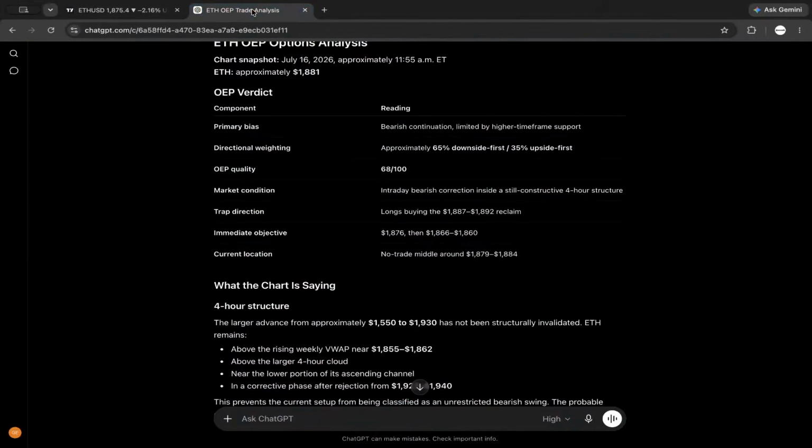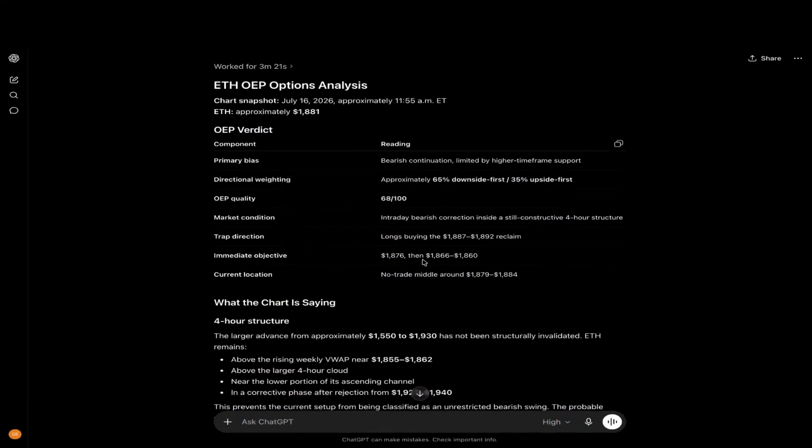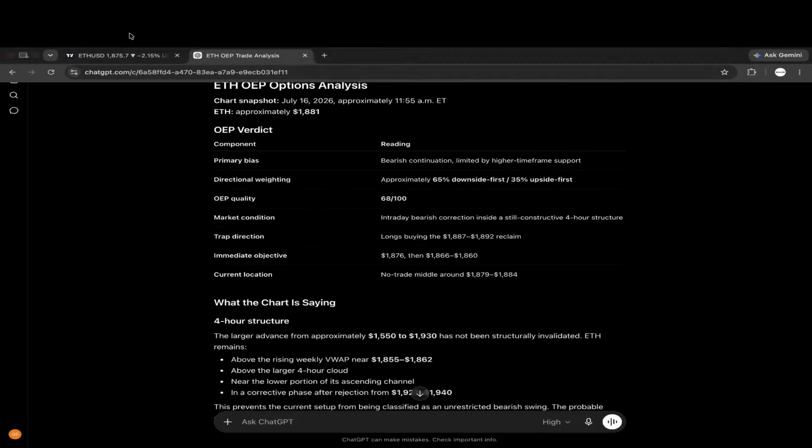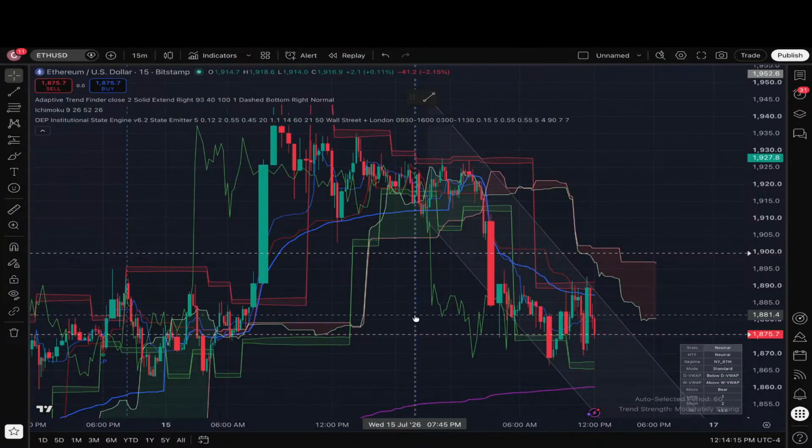So that's the trap. That's the trap. People with significant bags, people with high leverage, and they're understanding this.